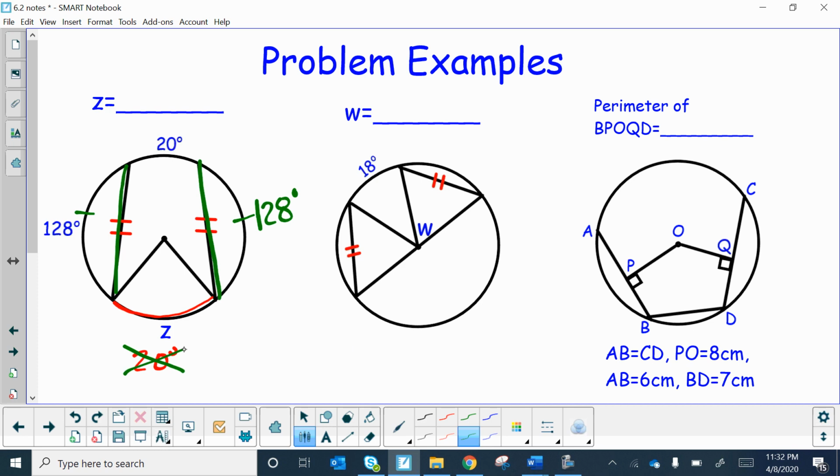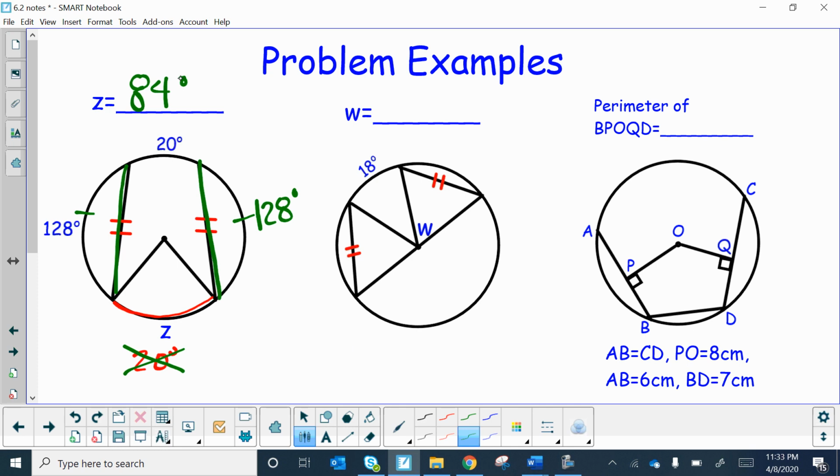Let's get rid of that 20. And then we're going to use the 360 rule to get the remaining part. So I'm going to get my calculator. 360 minus 128, minus 128, and minus 20. That leaves Z to be 84 degrees. Okay. All right, next problem, same kind of thing.